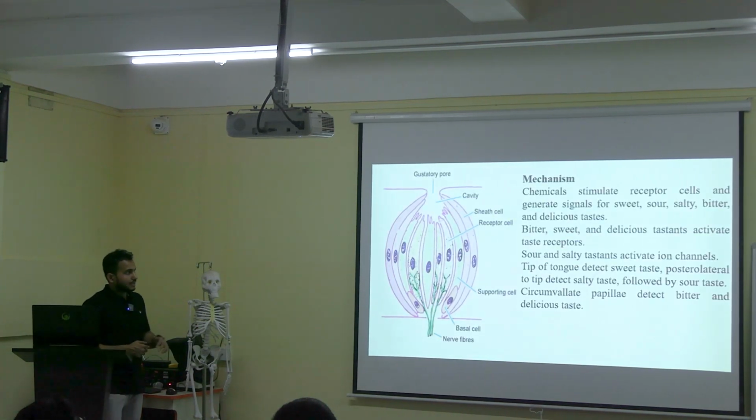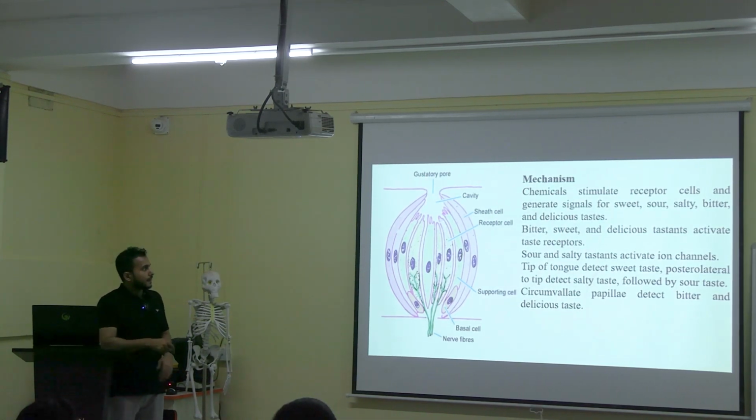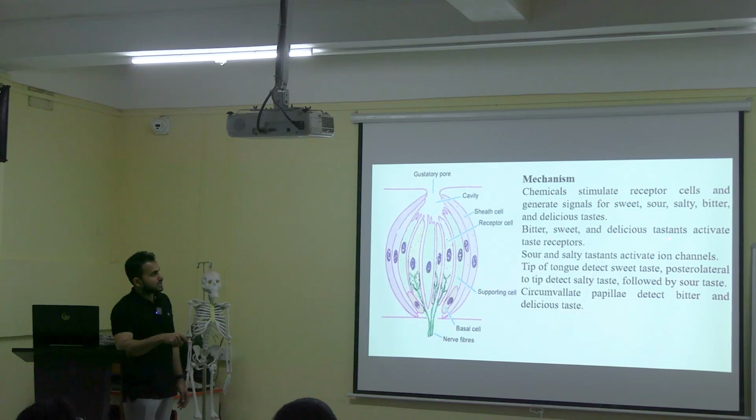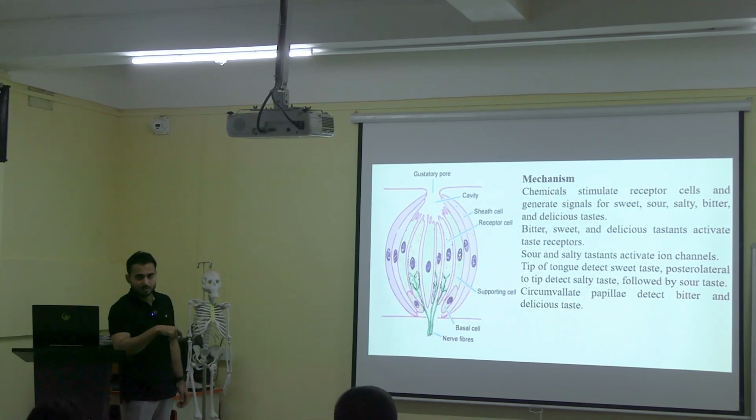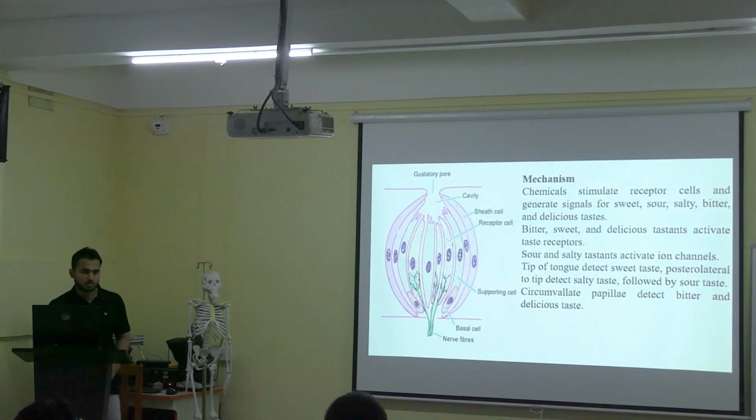Next, different areas of the tongue are responsible for different types of taste. Okay. So as you can see, bitter, sweet and delicious tastes activate the receptor. Sour and salty tastes activate the ion channels, which are required to generate the action potential. The tip of the tongue will detect the sweet taste. Posterior lateral to the tip detects the salty taste, followed by the sour taste. These are the various areas of the tongue which will taste different types of food. Circumvallate papillae will detect bitter and delicious taste. Okay, these are the different forms of taste which can be felt by the various areas of the tongue.